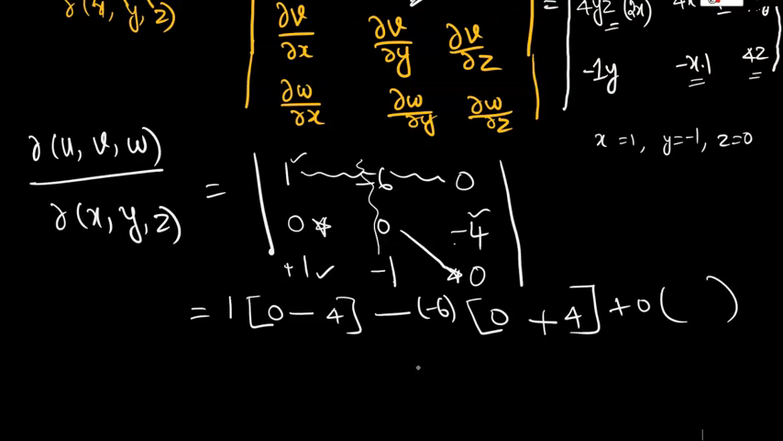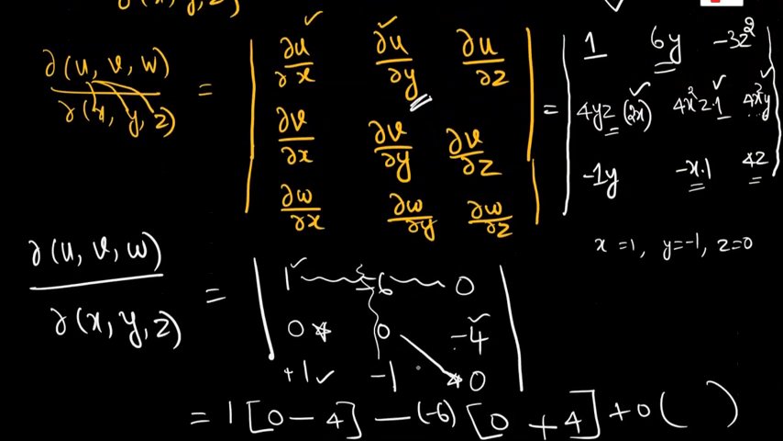Now if you simplify the first term, 1 into minus 4 is minus 4. This is plus 6 into plus 4, so this is 24, the second term, and minus 4 is the first term, which gives 20. So we found the Jacobian value at x is equal to 1, y is equal to minus 1, and z is equal to 0. Otherwise, if they didn't give any point, you will just solve the determinant which is there above, right?